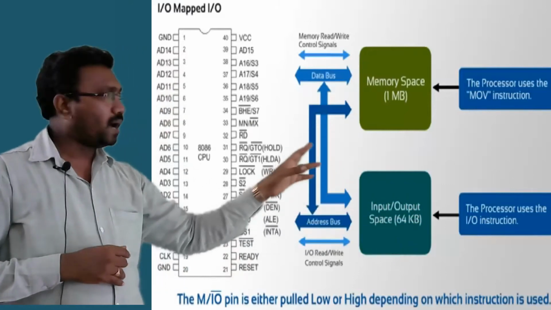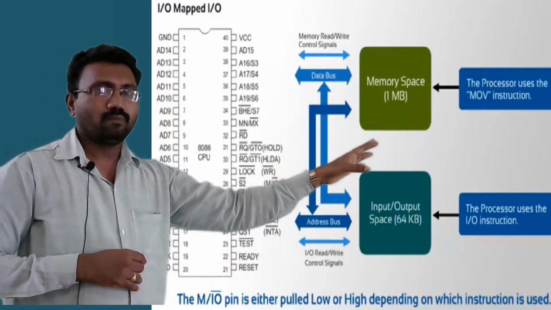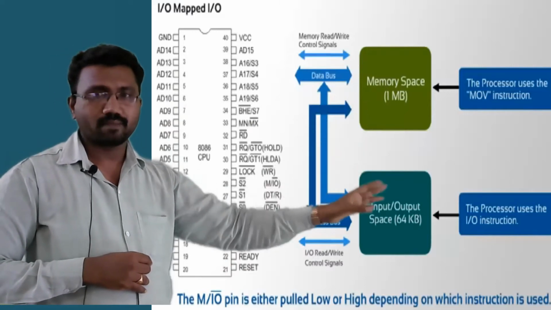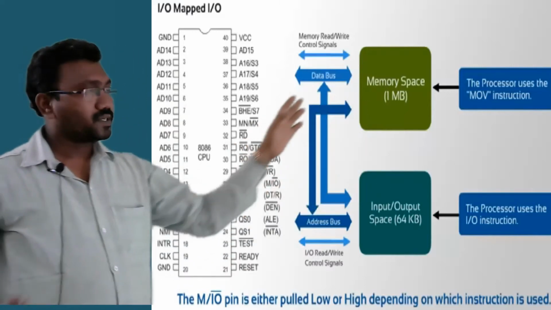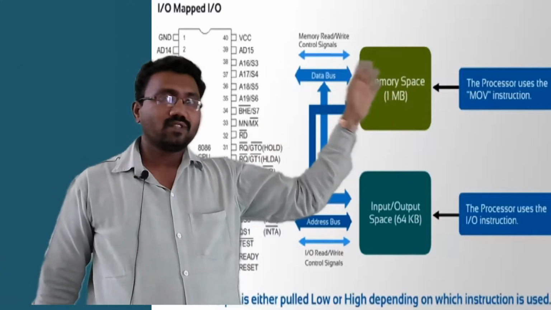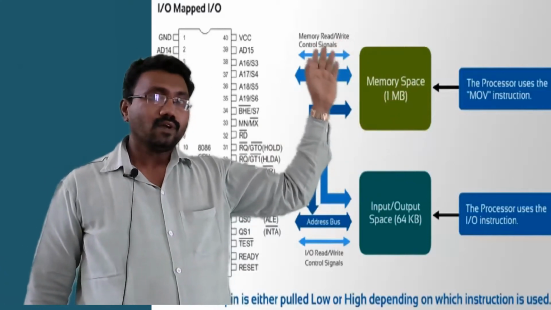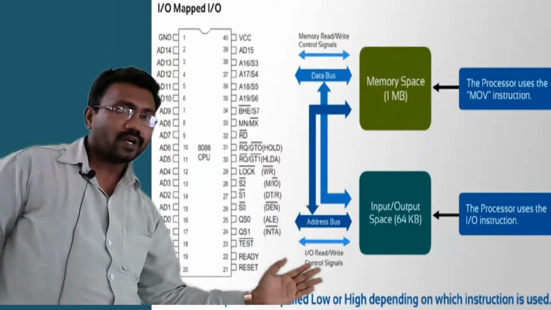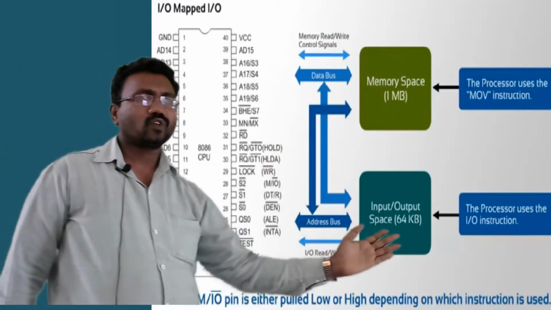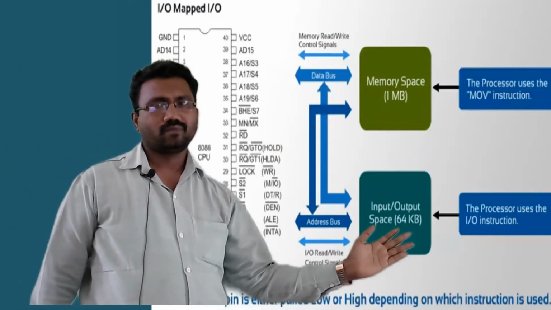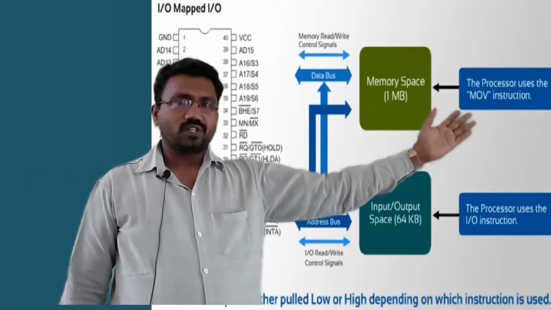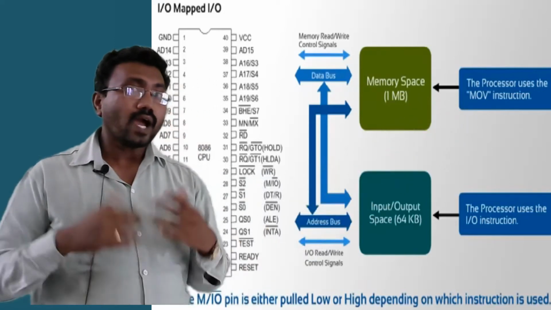But there is a common address bus for both memory and IO access, and a common data bus for both memory and IO access. But there are separate control lines. For memory access, they are the memory read and write control signals. Separate control lines, IO read and IO write control signals, specify the IO operations. Is it clear? Here one more point: separate IO instructions.